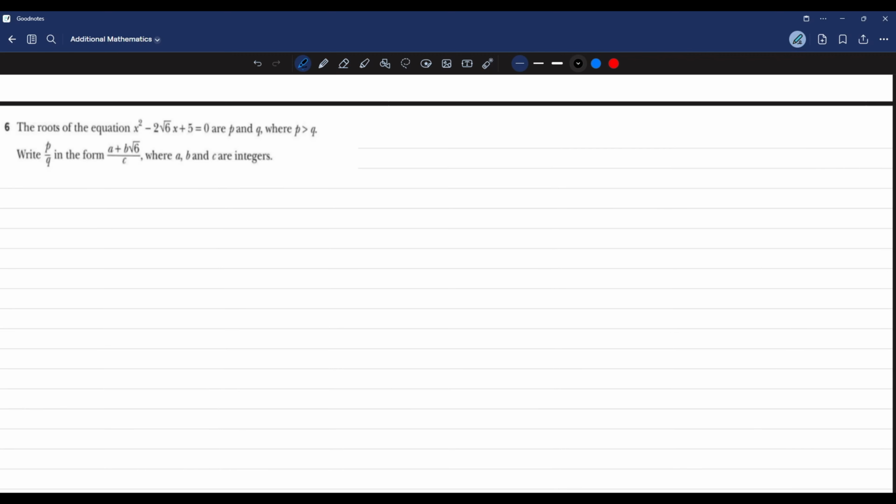Okay, question number 6. Let's highlight these first. We have the equation x squared minus 2 square root x plus 5 is equal to 0. They've told us there are two roots for this equation, and basically we call these roots p and q. So p and q would be the two values of x we would get out of these. If x equals negative 3 and x equals positive 2, we would have these as p and q.